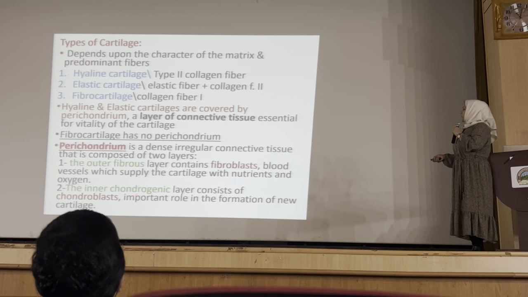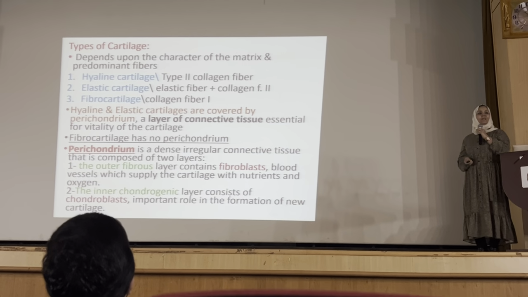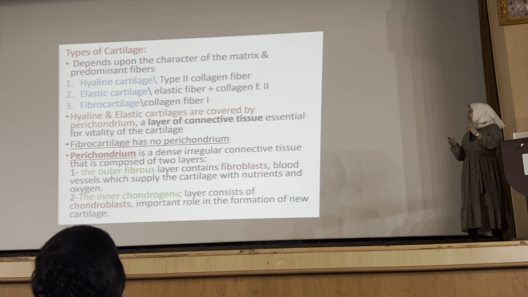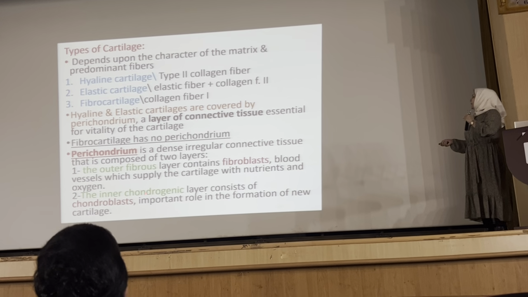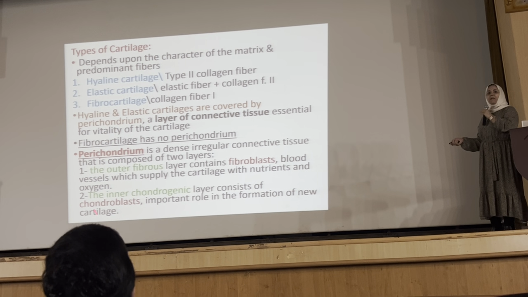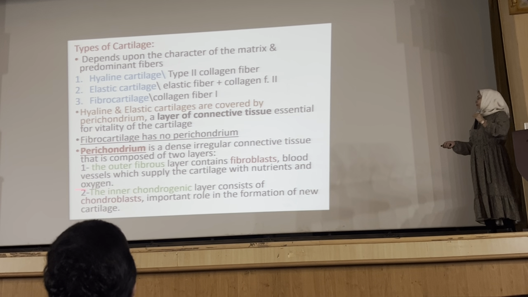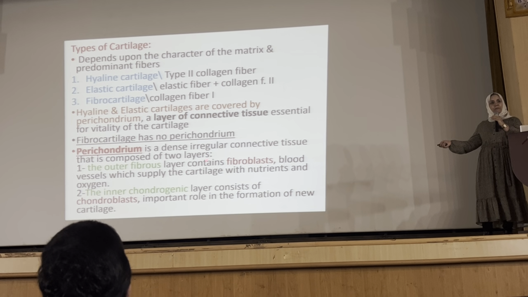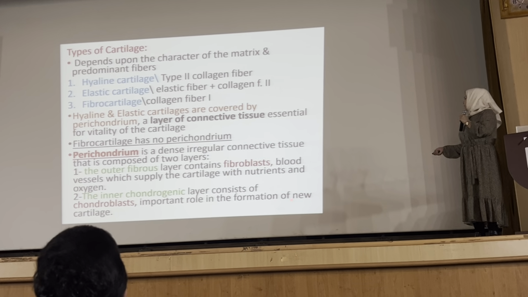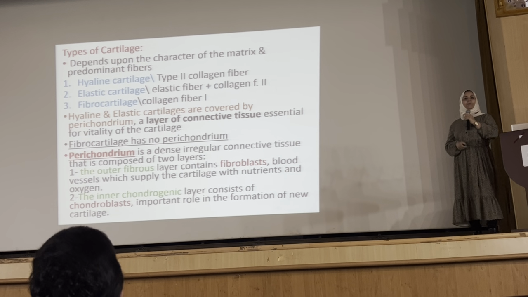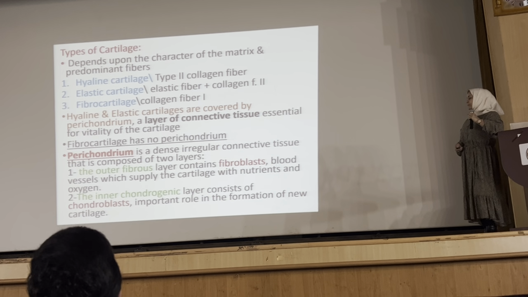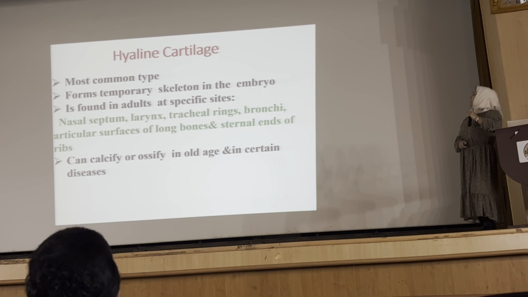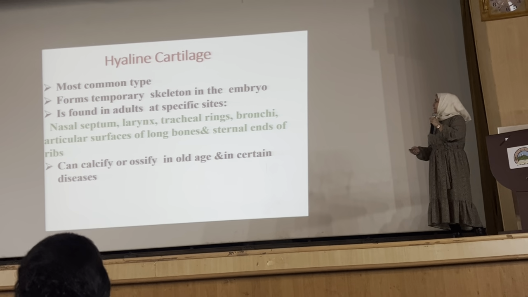The second layer, the inner layer, is chondrogenic. Chondro in Latin means cartilage, and genic means formation, synthesis, production, or any term like this. The inner chondrogenic layer consists of chondroblasts. The main cells in the inner layer of perichondrium are chondroblasts, while in the outer layer they are fibroblasts. They play an important role in the formation of new cartilage, which is very important for the maintenance and growth of the cartilage. Chondroblasts are found in the inner chondrogenic layer of perichondrium.